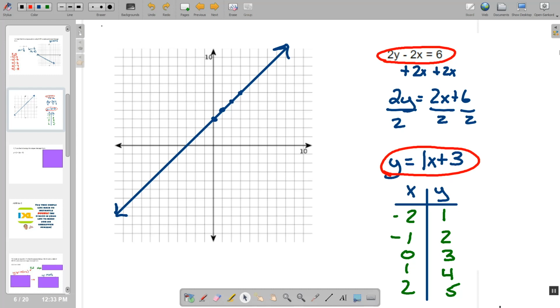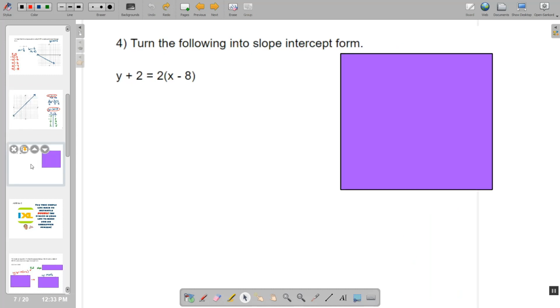Let's keep it moving. So our next problems are asking us to turn point-slope form into slope-intercept form, which once again is y equals mx plus b. So for this problem, we have parentheses. Step 1 of any problem with parentheses in it is to get rid of the parentheses. So we are going to distribute the 2 to both numbers. I end up getting 2x minus 16.